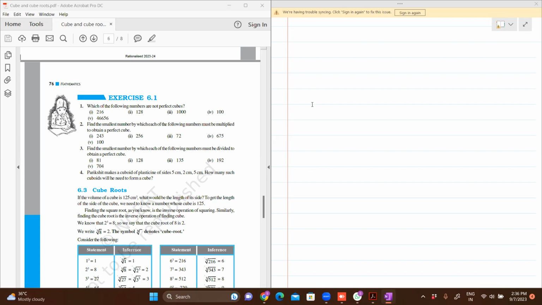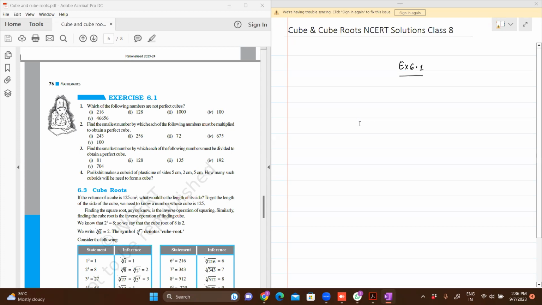Hello friends, today we are discussing the cube and cube roots part, NCERT solutions for class 8. I've opened the NCERT for you. We will discuss a few generalized questions that can come up in your exams, which are more important from your exam point of view, right?